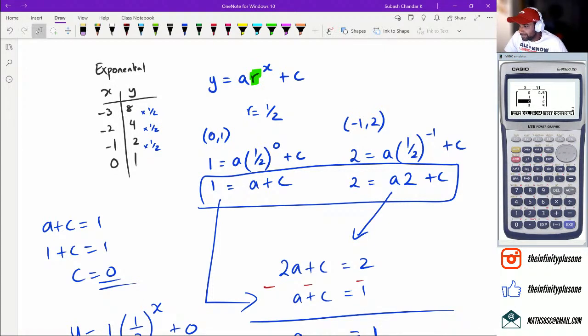And yep, don't forget the calculator reset. Change it back to degrees after your calculator gets reset.